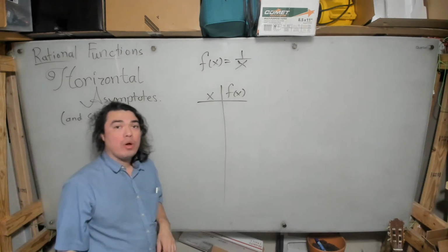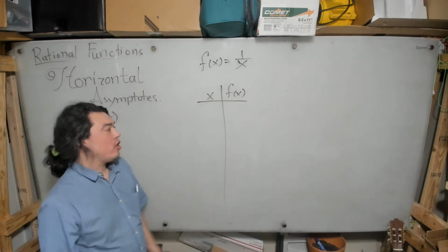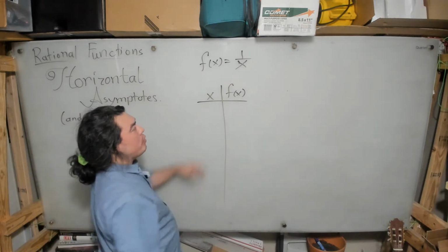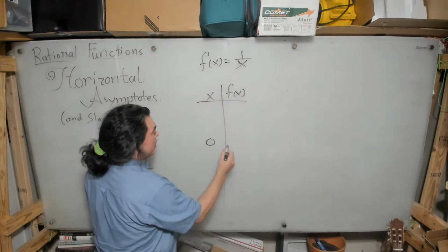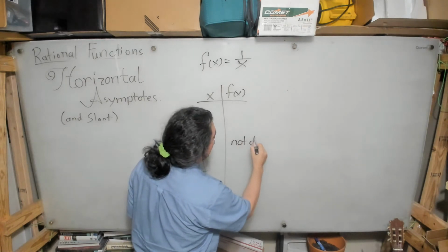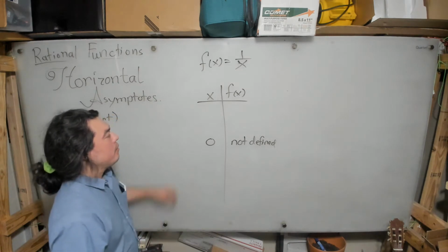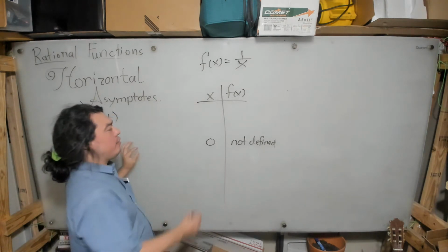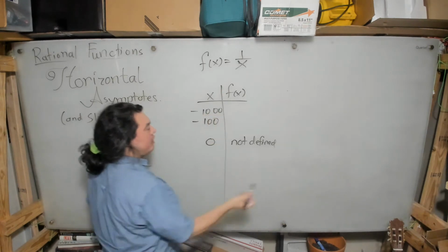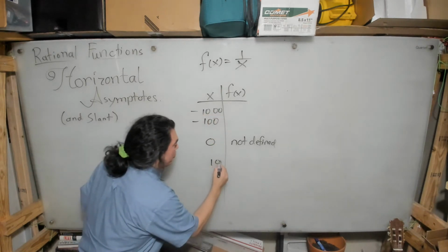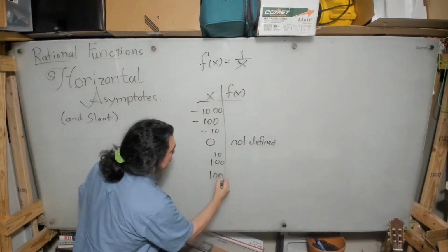But here, we want to look at the behavior as x gets very large positive or very large negative. So we already know that 0 is not defined, okay? Because it's not part of the domain, so we can't assign a value to that, right? But if we look very far out to the negatives, like let's say negative 100, negative 1,000, let's just leave it like that for now. And let's say 100, and maybe 10 here, and maybe negative 10 here, and then 1,000.